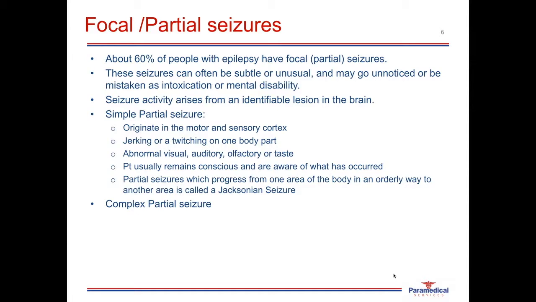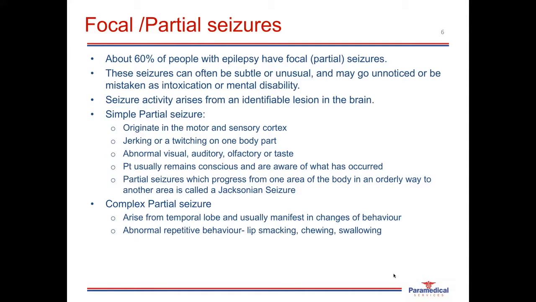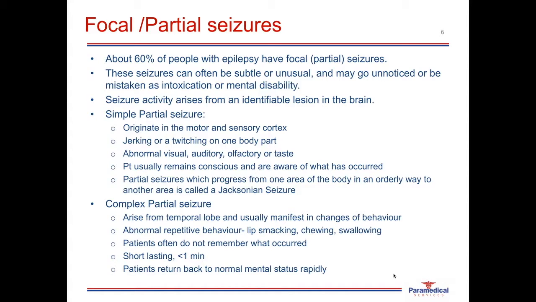Complex partial seizures are very similar to simple partial seizures. However, they usually arise from areas such as the temporal lobe, which manifest in changes in a person's behavior. An example of this would be an abnormal repetitive behavior such as lip smacking, chewing their gums, or swallowing repetitively. Patients often do not remember these types of seizures, so slightly different to simple partial. They're short-lasting, usually less than 1 minute, and once they're completed, the patient returns back to normal status rapidly.